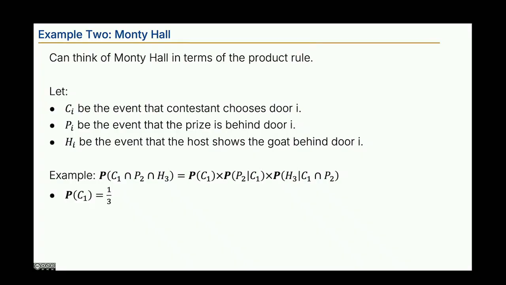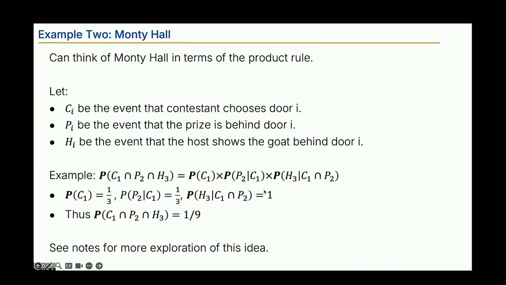Also 1/3, because they picked the prize door without knowledge of what I did, so it's actually independent of my choice, but fine. So that's also 1/3. And then what's the probability that the host shows that there is a goat behind door 3 if I picked door 1 and the prize is behind door 2? 1, exactly. So I multiply those out and I get 1/9.